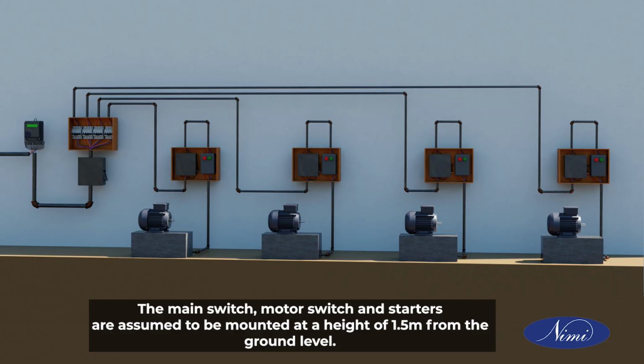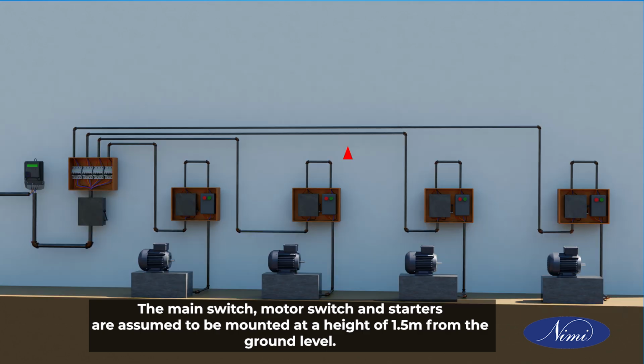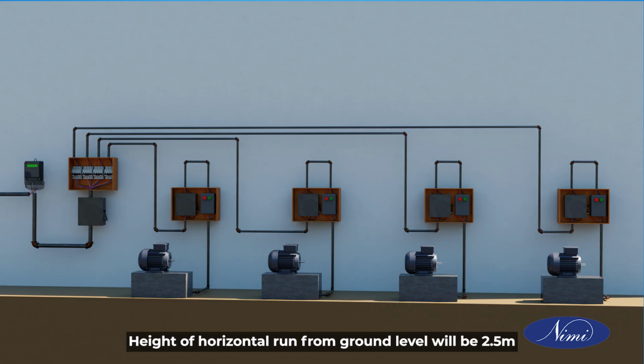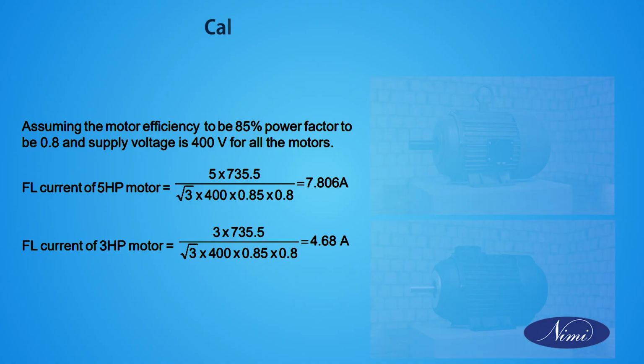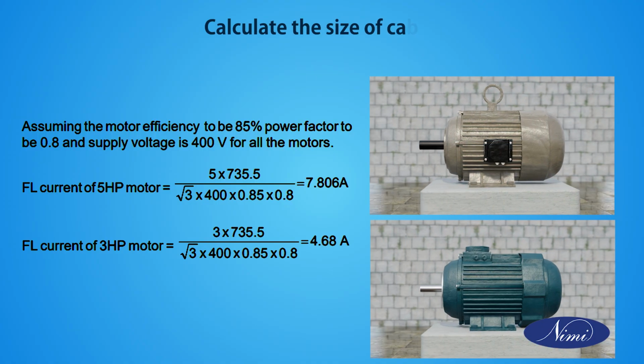The main switch, motor switch and starters are assumed to be mounted at a height of 1.5 meter from the ground level. Height of horizontal run from ground level will be 2.5 meter. The cost of motors and starters are not to be included in the estimate. Calculate the size of cable.